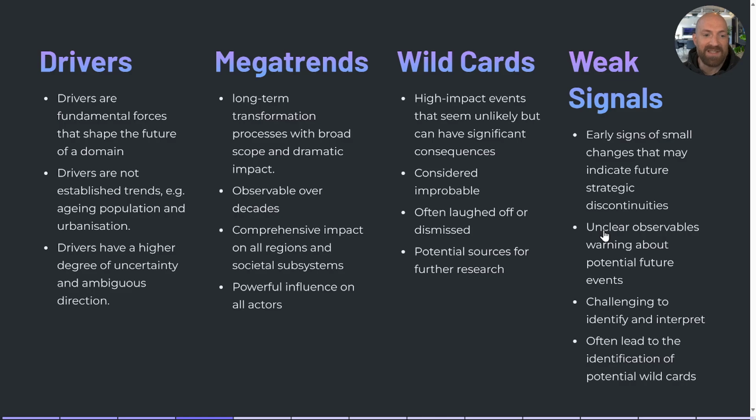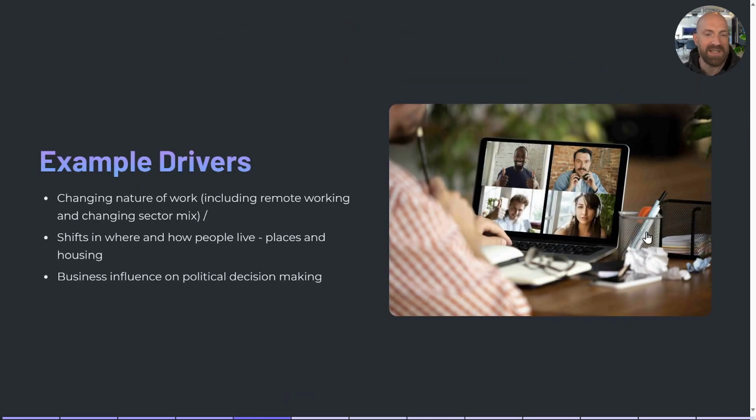High impact events that seem unlikely but can have significant consequences. You can probably think of a few that have happened in the past few years alone. And they are often laughed off or dismissed until they happen. And weak signals are early signs of small changes that may indicate future strategic discontinuities, which is a great word. But today we're looking at driver mapping, so we are focusing on drivers. So let's have a look at some example ones to help solidify this.